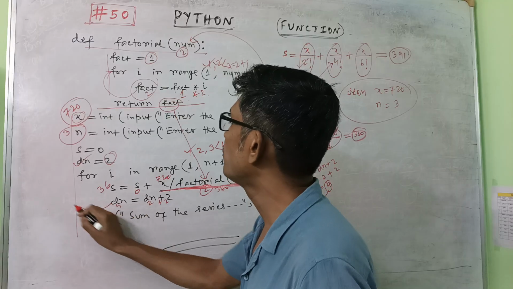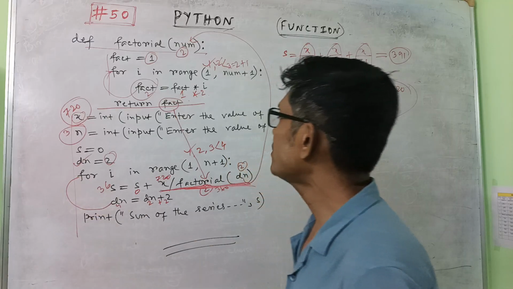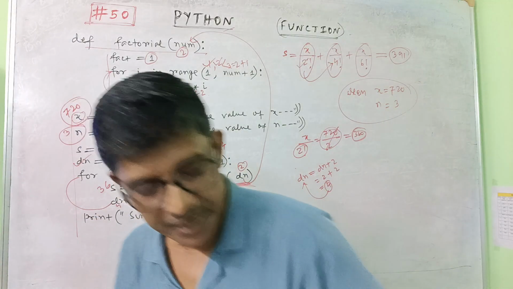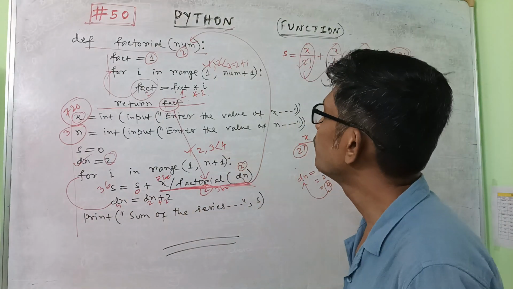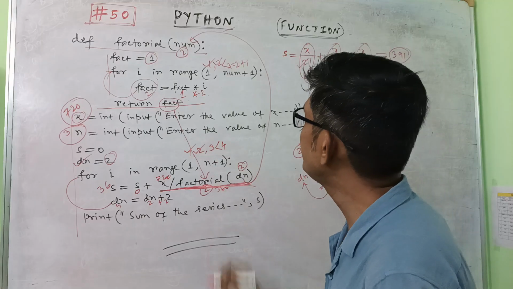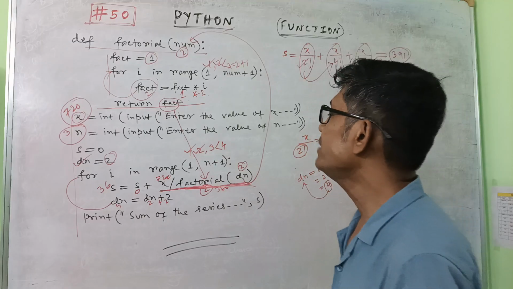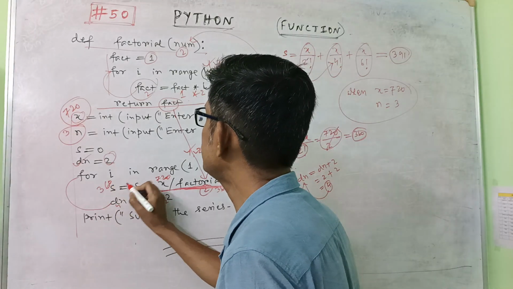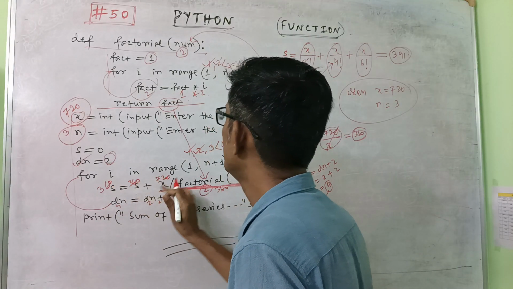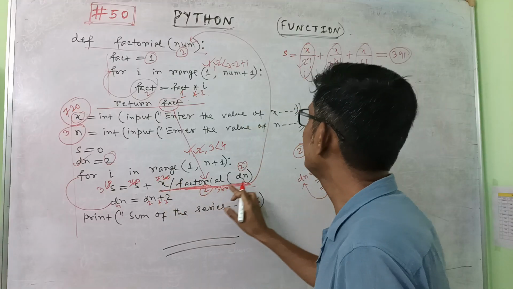So again we are going back. Whenever you are going back, I will be 2. If I will be 2, then this is 360, so 720, I will be 2.